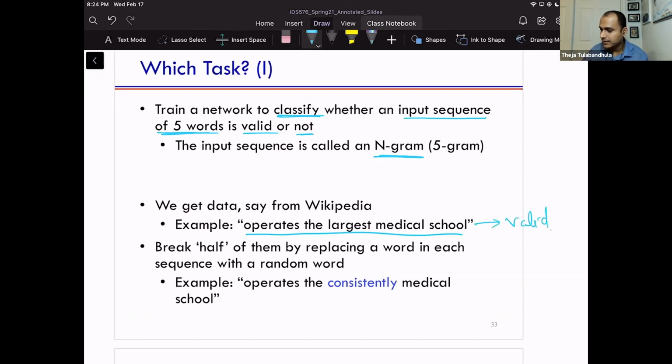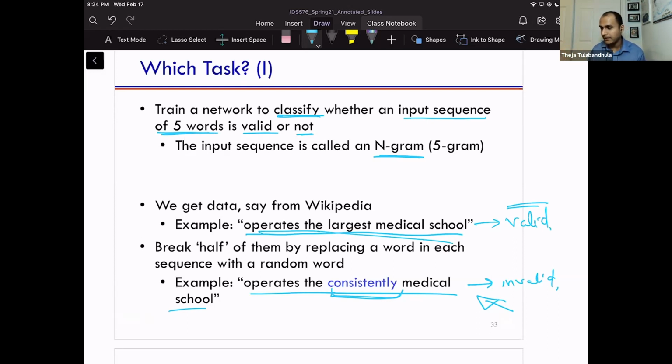We'll just say this is the label for this 5-word sequence, and then for each sequence we'll arbitrarily change, let's say, one of the words. Then this is going to be an invalid sequence. So we can always generate this fake data. Valid sequences we can just get from some corpus like Wikipedia, and invalid sequences we can get by arbitrarily changing a word, and most likely it's going to be an invalid sequence.